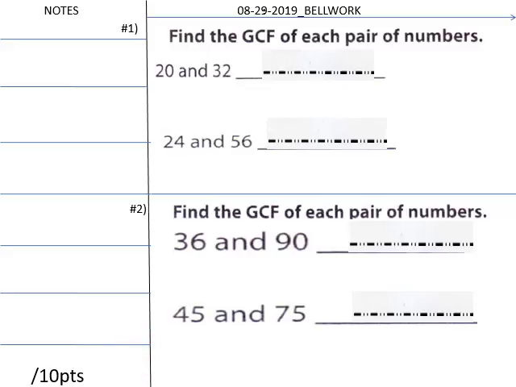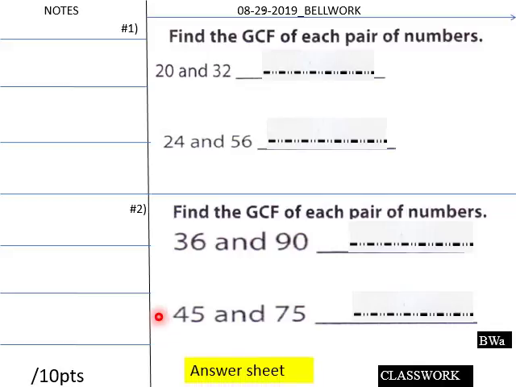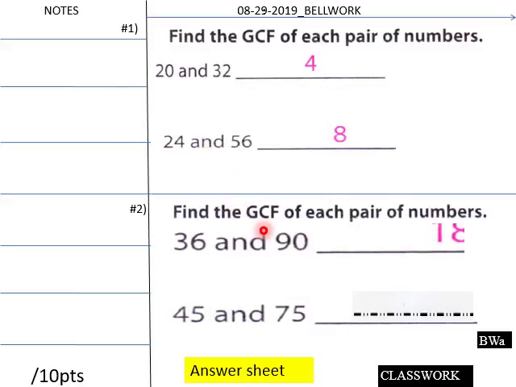Okay, welcome back for our solutions for our bell work today. So the GCF of 20 and 32, the greatest common factor, would be 4. For 24 and 56 it would be 8, and then for 36 and 90 the GCF would be 18. And for 45 and 75, your GCF would be 15. Students, if you didn't get that, put a question mark on your paper and I'll get back to you on it.